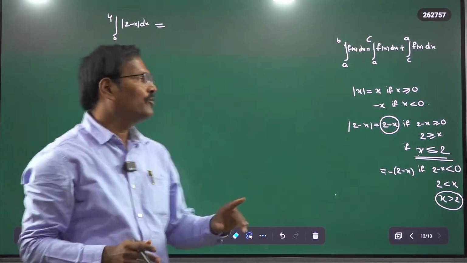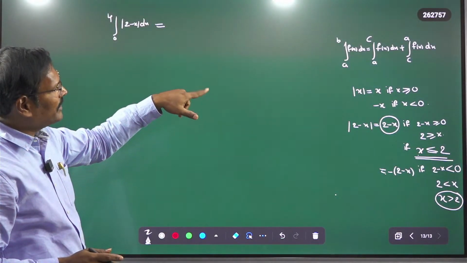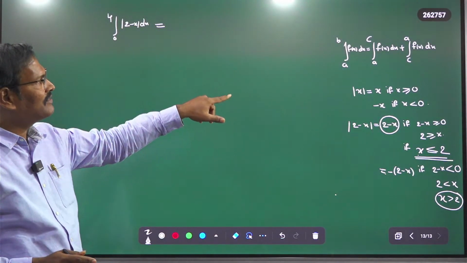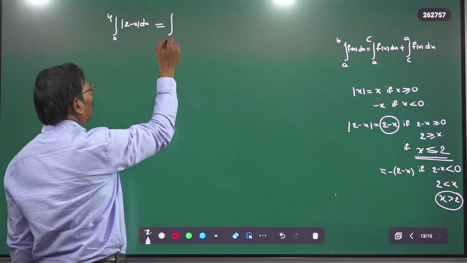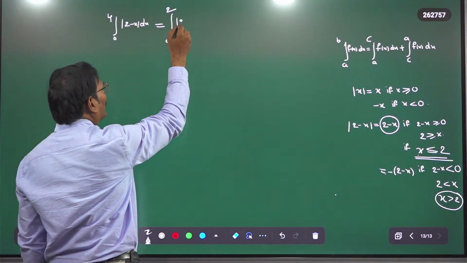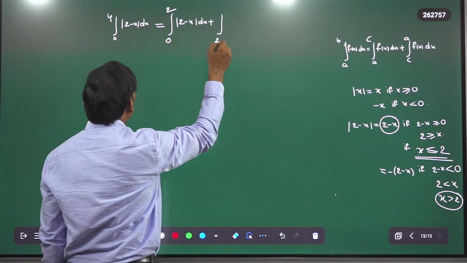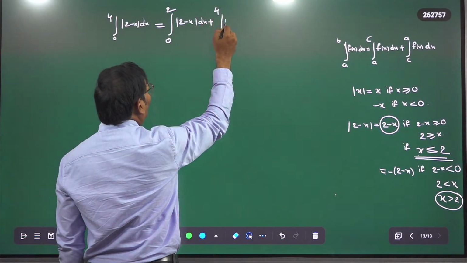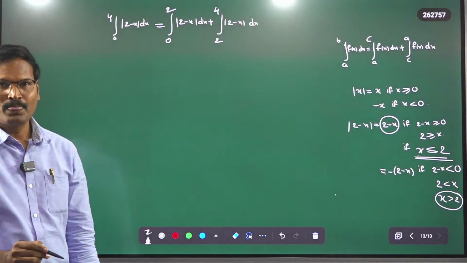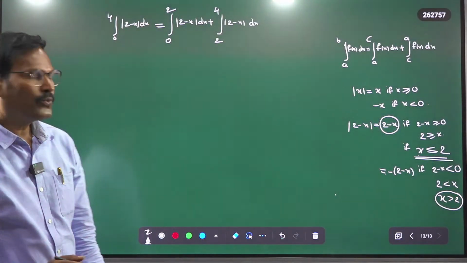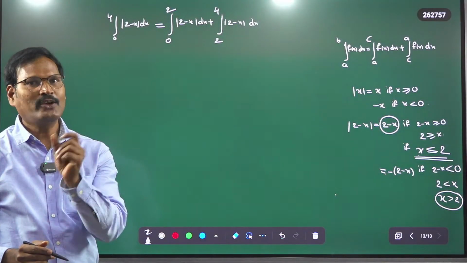That's why I am using the property integral a to b f of x dx equal to integral a to c f of x dx plus integral c to b f of x dx. So integral 0 to 2 mod of 2 minus x dx plus integral 2 to 4 mod of 2 minus x dx. Can I write like this? Yes or no? Yes, we can write, because 2 is the point which lies between 0 and 4, no?